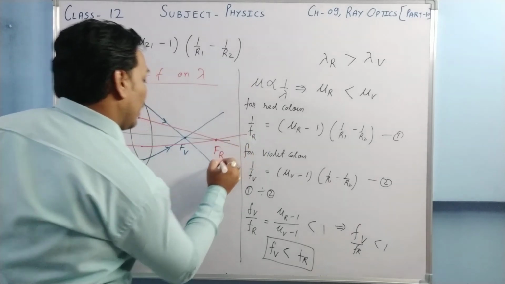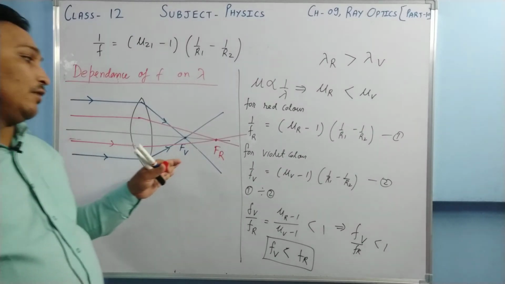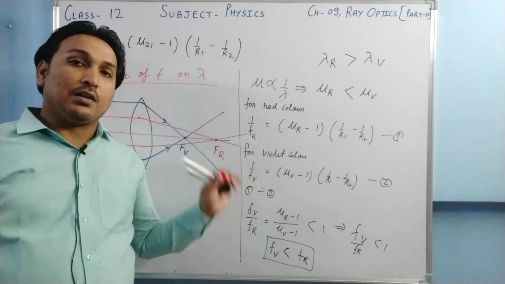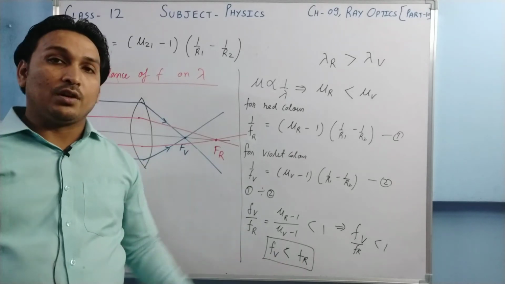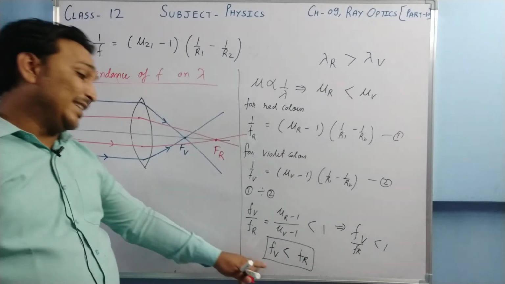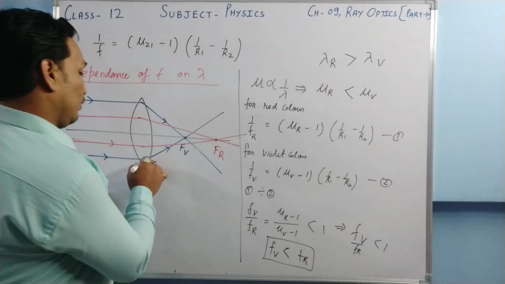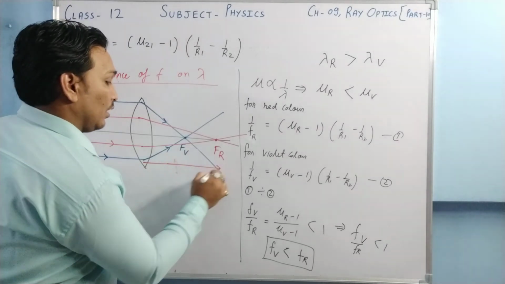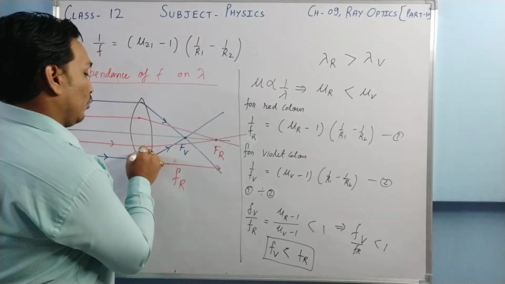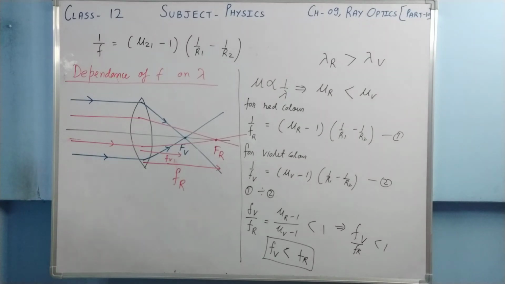This is the focal length of red color. So violet color converges somewhere, red color converges somewhere else, because they have different focal lengths. Violet color has less focal length, red color has greater focal length. The red color focal length is from here to here, and the violet color focal length is from here to here. So as you can see in the diagram also, violet color has less focal length and red color has greater.